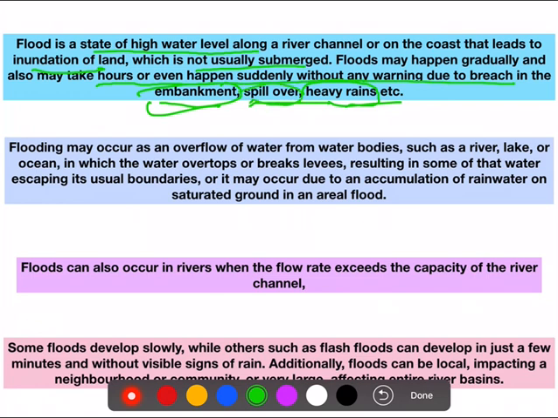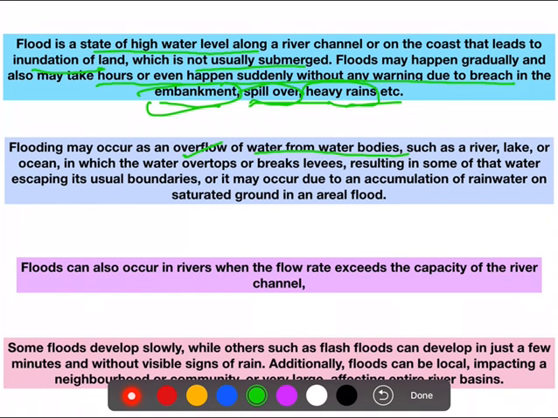Next, flooding may occur as an overflow of water from water bodies. If there is a river and the river overflows, that extra water can lead to flooding in the areas closer to the river. So like that also there can be flooding.